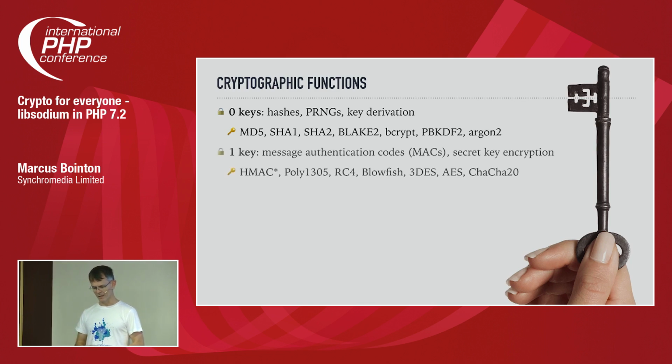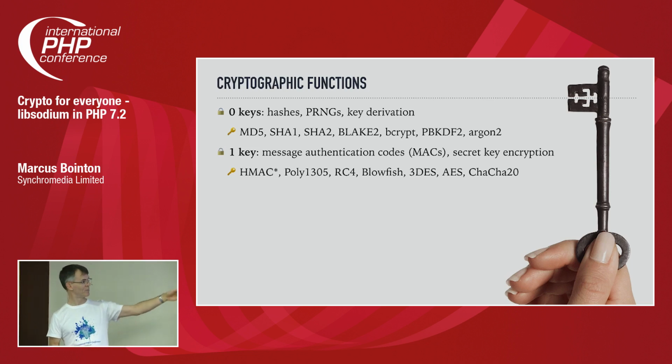Then we have things that use one key, and these are typically message authentication codes and secret key encryption. Now, again, it's hard to know what's safe, and again, we've got a whole list of weird names like Blowfish and Poly1305 and Cha-Cha and AES. There's all these things that you might not have any idea what they mean, and it's difficult to tell what it is that you should use.